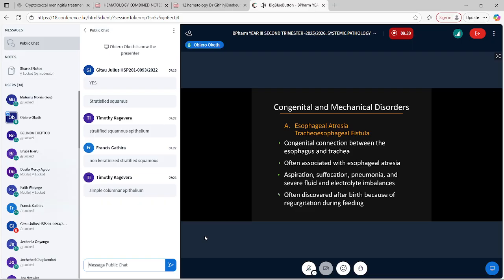So in this case, you have a congenital connection between the esophagus and the trachea. And sometimes it's associated with esophageal atresia, meaning part of the esophagus is not formed. And this patient, very early, normally immediately they start feeding, they actually have problems already. They have regurgitation during feeding because either food is going into the trachea or food is not reaching the stomach. It's remaining in the atretic esophagus. And so they'll have aspiration because food now goes back into the trachea. They can have suffocation, they can have pneumonia, and of course they'll be vomiting and they'll not be maintaining fluid. They'll have severe fluid and electrolyte imbalances.